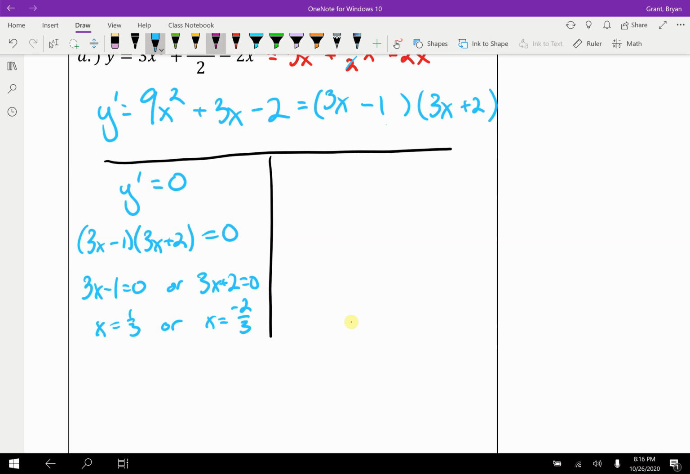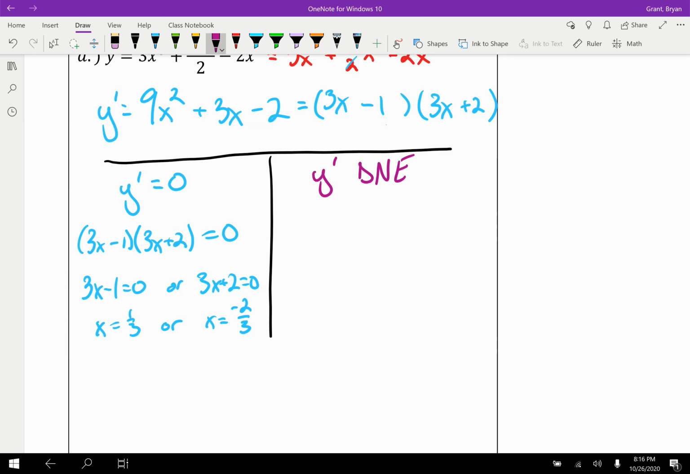But we have a second part we need to consider, and that is, where does y prime not exist? Now notice I didn't put equals, because equals we only use with values here. So we're saying y prime does not exist where? Well, this is a polynomial, and polynomials are continuous everywhere. So we really don't have to worry about this does not exist with polynomials.